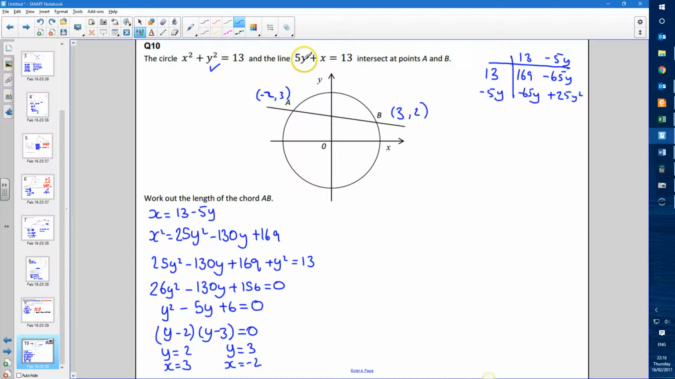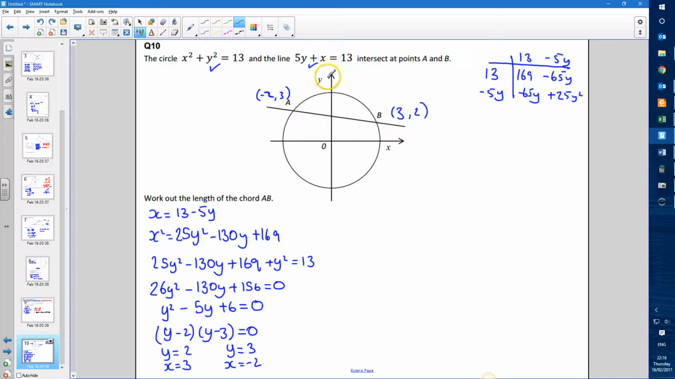Let's try in this one. 5 times my y coordinate plus my x coordinate is equal to 13. So 5 times 3 is 15, plus negative 2 does in fact give me 13. Let's try it for this one. 5 times my y coordinate, so 5 times 2 is 10, plus 3 gives me 13. So both of these points work in this equation as well. And in fact, these are the only sets of coordinates that would work in both of these equations. And that's why there's only 2 intersections between this circle and this line.